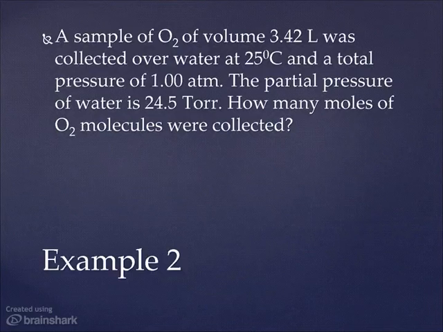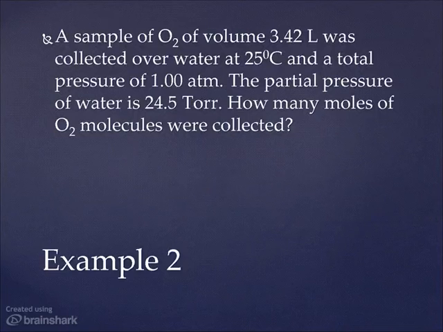And for the second type of problem that you can have with partial pressure, and again this is in your note packet, in this case you're given a sample of O2. It's at a volume of 3.42 liters, and it's what's called collected over water, which we'll deal with in a second. You're at 25 degrees Celsius, and you're given a total pressure in this case of 1 atmosphere. You're also given the partial pressure of water, which is 24.5 torr, and you want to figure out the moles of O2.